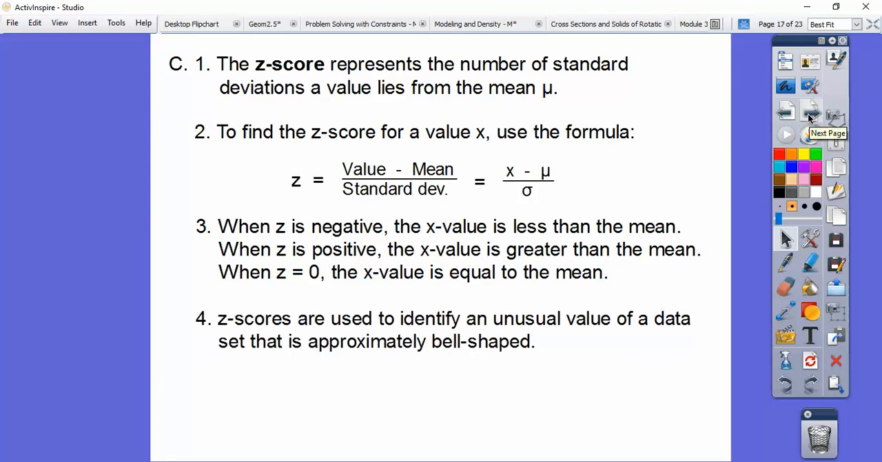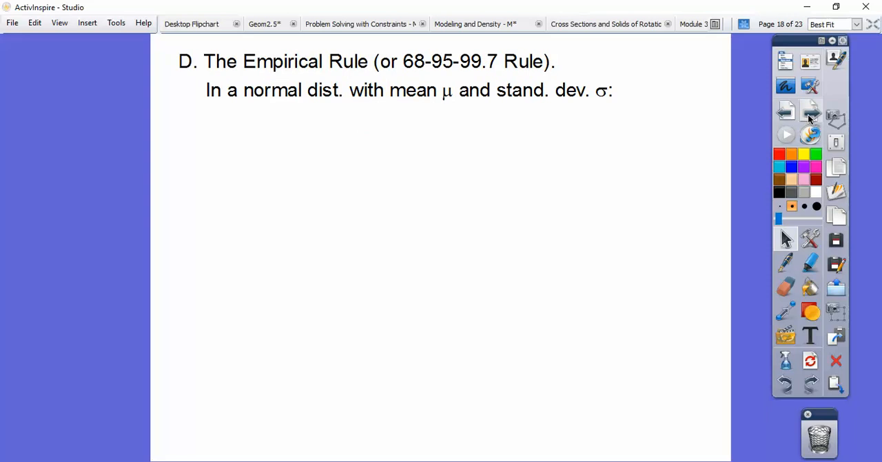Z-scores are used to identify an unusual value of a data set that is approximately a bell-shaped curve. And I know that you're thinking, what the heck? It'll make more sense as we get going.